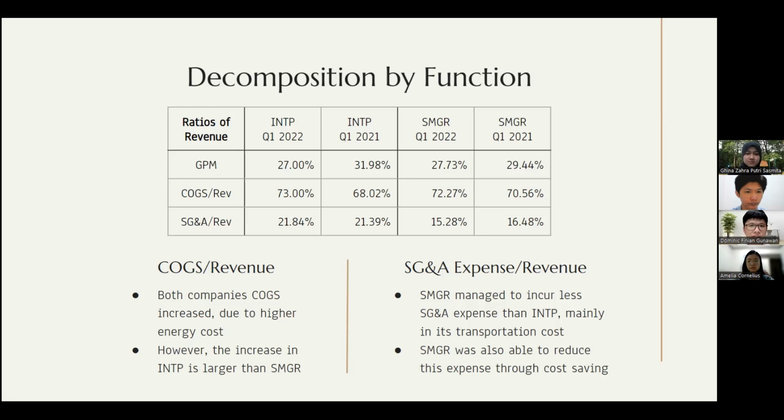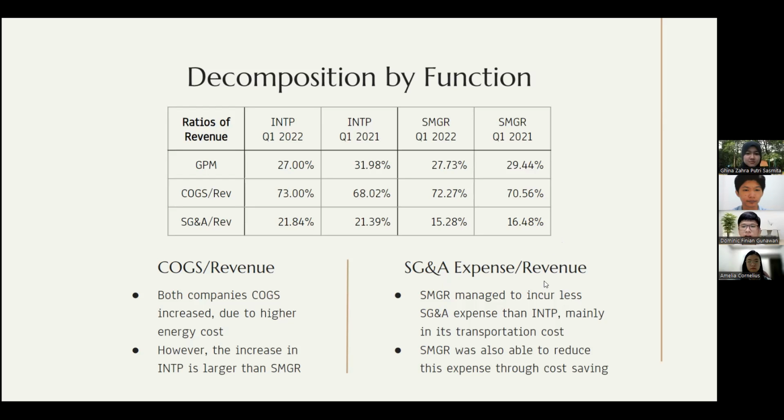The result from this calculation shows that from the COGS per revenue, both companies' COGS increased from the first quarter of 2021 to the first quarter of 2022 due to higher energy costs, as disclosed by both companies. However, the increase in INTP is larger than SMGR, meaning that SMGR is less sensitive to the higher energy cost than INTP. Next is the selling, general and administrative expense per revenue.